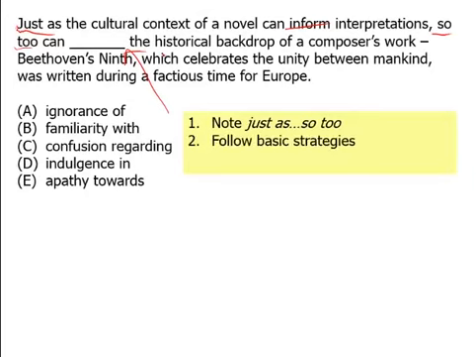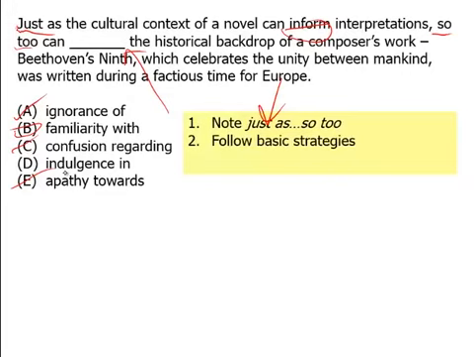You want to follow your basic strategies. Notice what word should go in the blank here: it should be similar to "as informed," because we pick up on this phrase. And therefore, the word that works very nicely here is familiarity. Not ignorance, because that would show that suddenly cultural context of a novel isn't important, that there's been a shift. Words like confusion or answer choice C also don't make sense, nor does apathy, which means you don't care at all. It's important to note that, yes, historical backdrop is important, just as cultural context of a novel is.